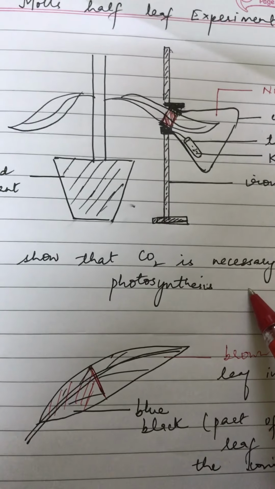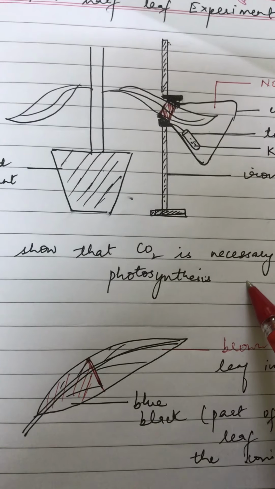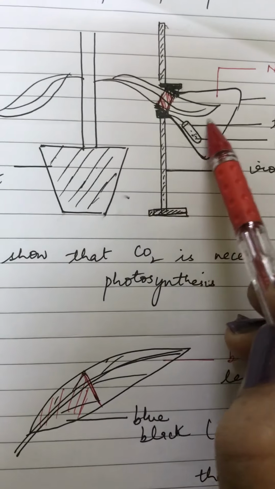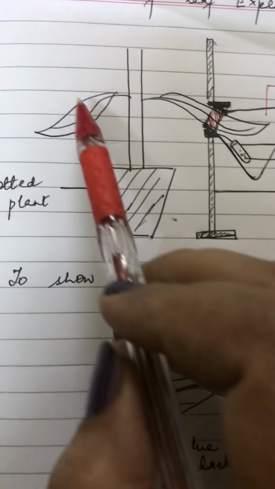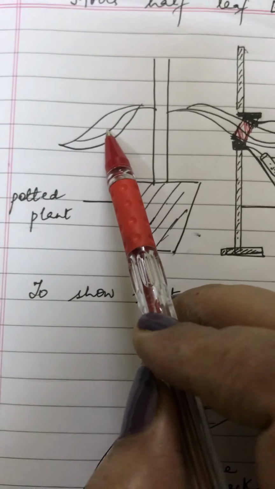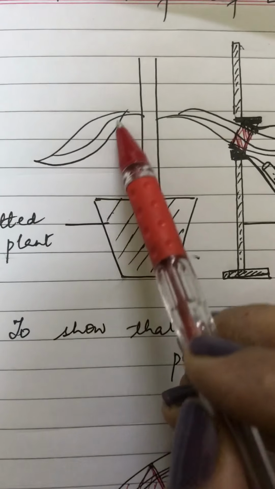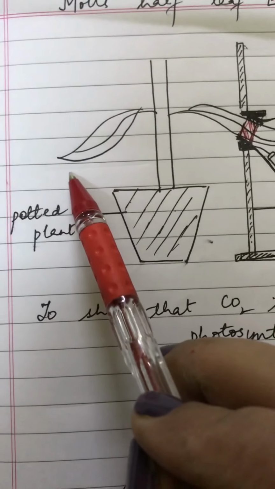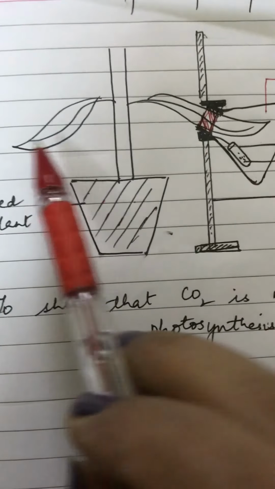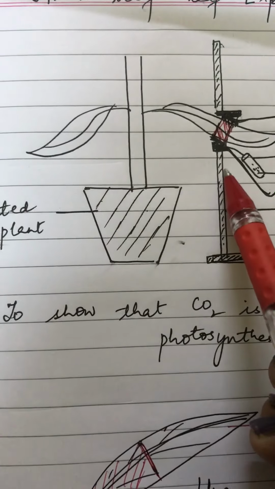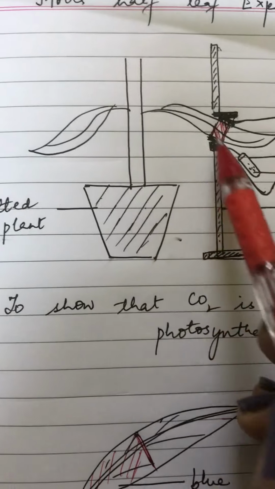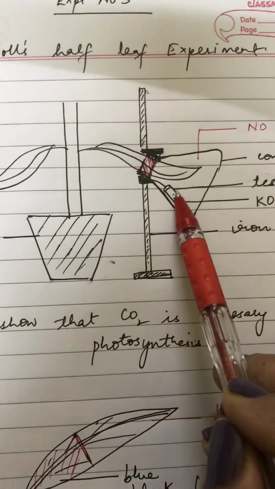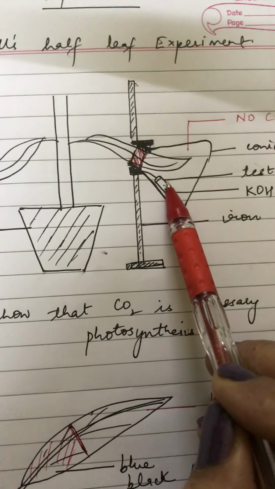Now the question arises, what variations can be asked here? One variation can be that the whole leaf can be inside the flask and another leaf will be taken as a control. A leaf completely outside in air, this leaf completely inside the flask. We can call it leaf A, leaf B. So leaf A will show blue black color, leaf B will not show blue black color, if the whole leaf is put inside, because this is getting CO2 and this is not getting CO2.